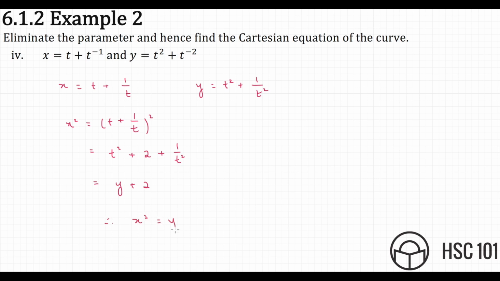So that's how we eliminate the parameter t in this particular case, recognizing that x is related to t squared plus 1 over t squared. I started off by squaring it just to see what it becomes, and after I expanded it, an opportunity to replace t squared plus 1 over t squared with y arose, and then I replaced it with y, and that's how we ended up with this Cartesian equation. So this concludes example 2, just showing you how to eliminate parameters, given parametric equations, to produce the Cartesian equation. Again, this is a very important skill in this topic, especially when we look at locus later in this topic.